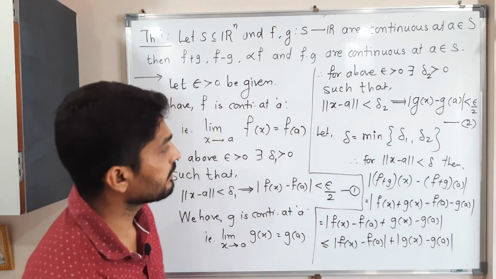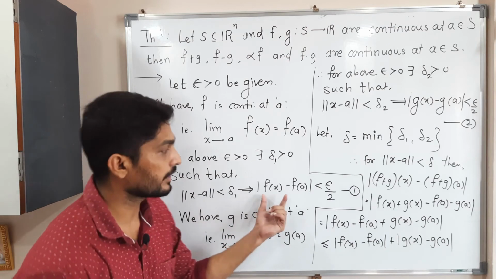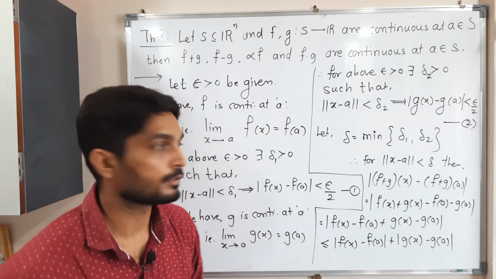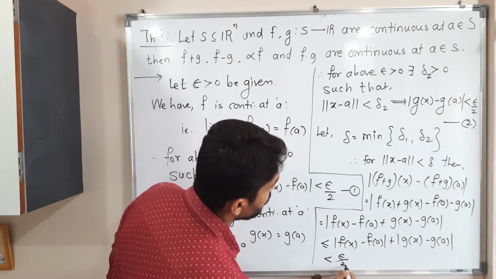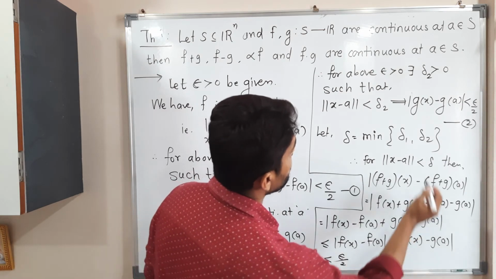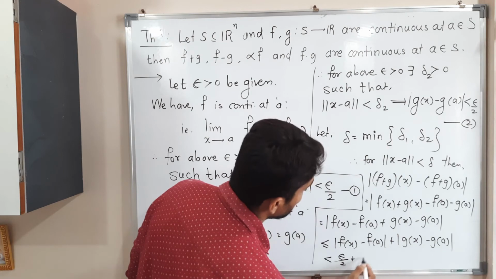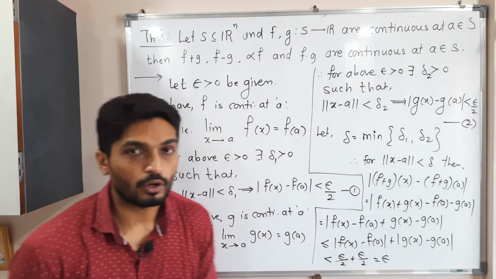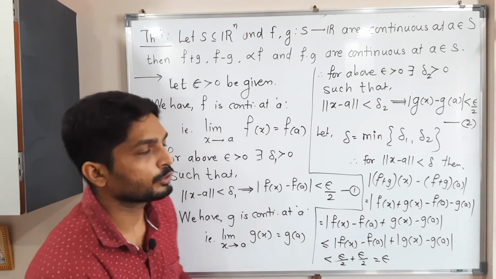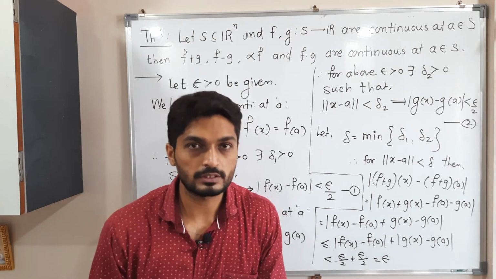Right, so mod f of x minus f of a, we have got it in expression number 1. So it is less than epsilon by 2. So I can write this is less than epsilon by 2, and mod g of x minus g of a also we have got is less than epsilon by 2. So if you add, you will have epsilon. Okay, so therefore I'm going to conclude the proof of this theorem.